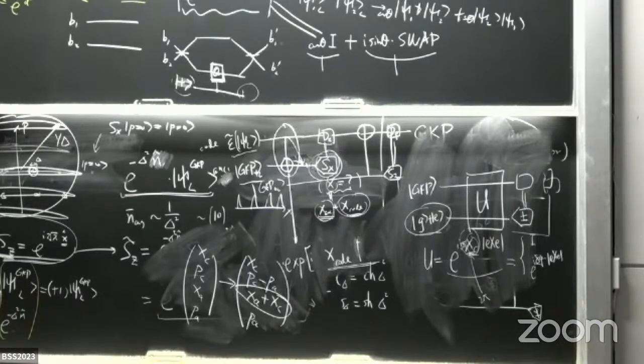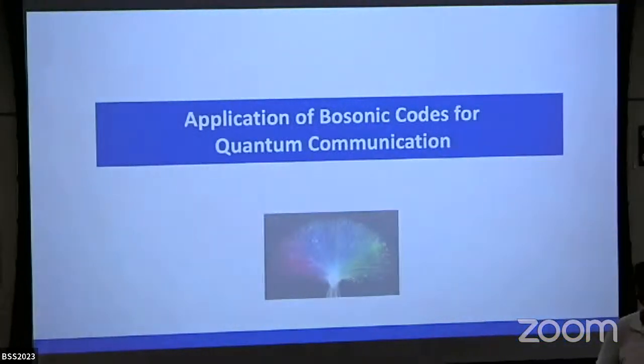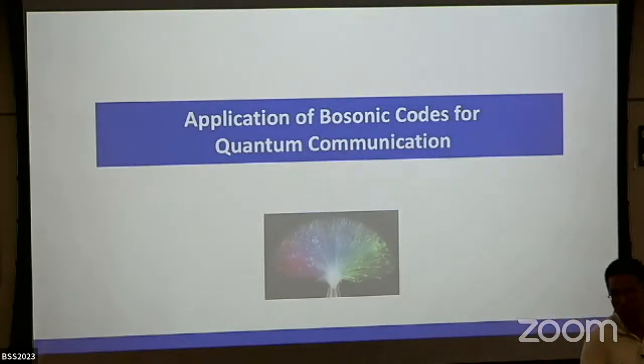Okay, so for the remaining time, I want to talk about something which is beyond the Bosonic codes. We use error correction, mostly thinking in the context of quantum computing. But I want to point out there are at least two other applications for quantum error correction. One is quantum communication, because it's very natural to think we send quantum information using wave packets over the fiber, which is a Bosonic mode. And for Bosonic modes in the fiber, the dominant error is excitation loss error.